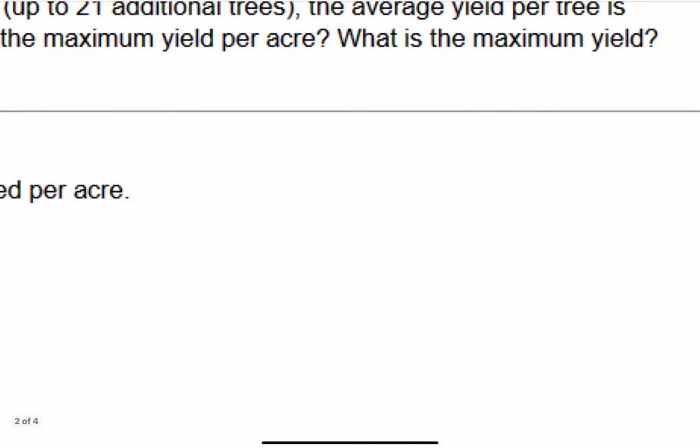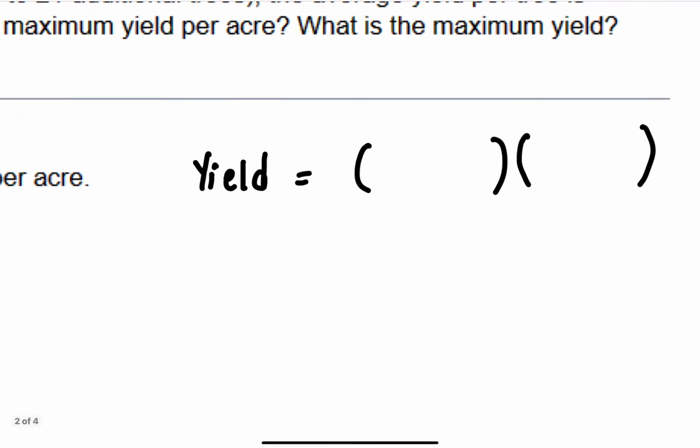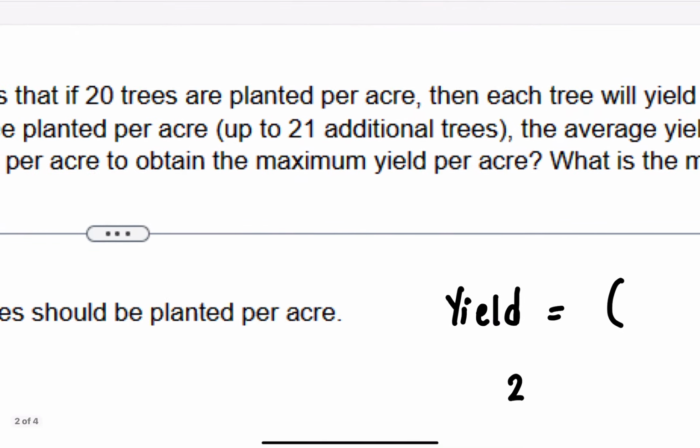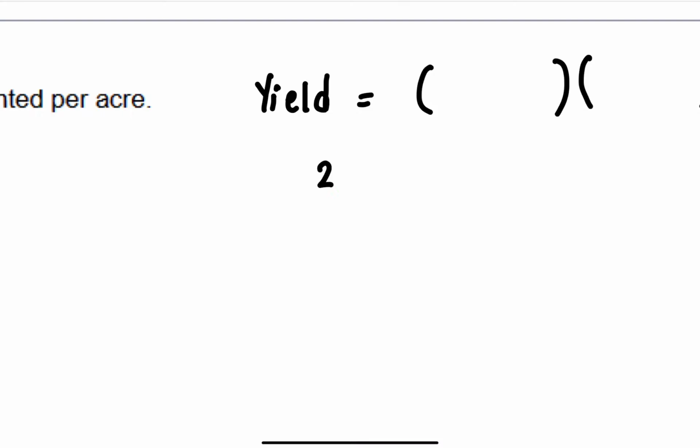So the yield, how do I spell yield? Y-I-E-L-D. Yield is the number of trees times the number of pounds that the tree yields. So what they told me is for every tree extra that I plant, so let's say I have 20 trees right now, correct? Yeah, I have 20 trees here. So if I plant 21 trees, my yield from 40 is going to reduce to 39.